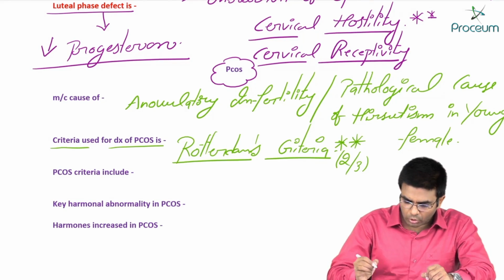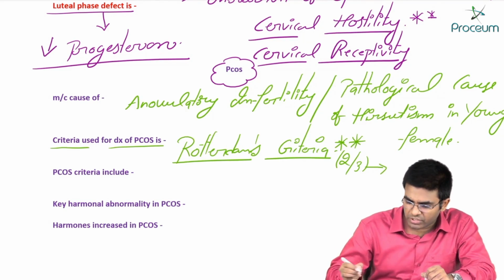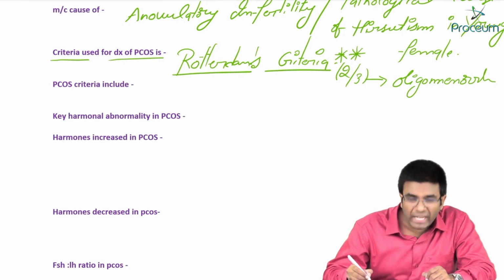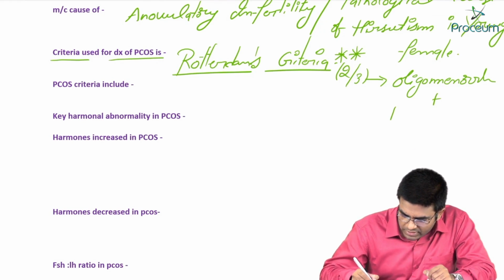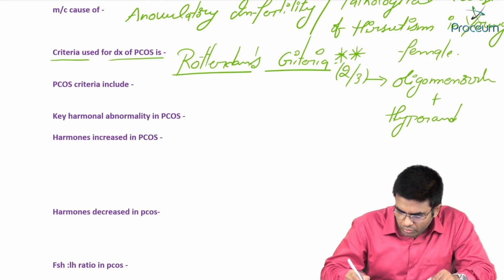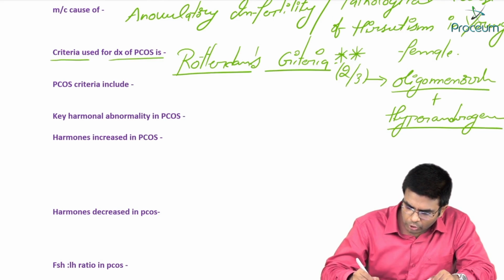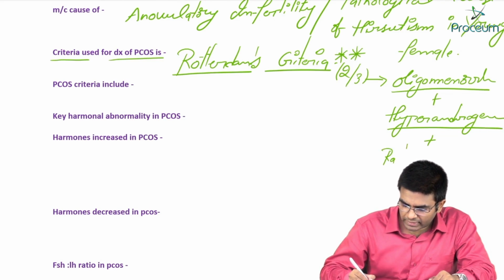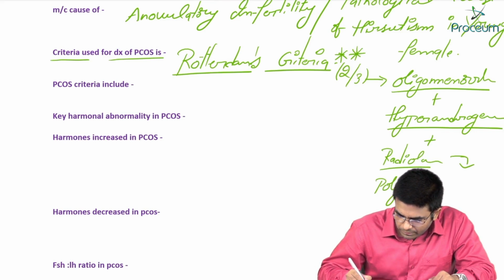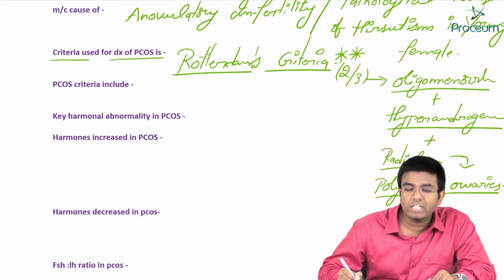Okay, what are those criteria? So, Rotterdam's criteria include, see, what are these 3 criteria? I am just writing so that it will be clear. Oligomenorrhea or amenorrhea, plus hirsutism in the form of hyperandrogenism. So hyperandrogenism leading to hirsutism, oligomenorrhea or amenorrhea, and radiological findings: radiologically there should be polycystic ovaries giving a string of pearls appearance.